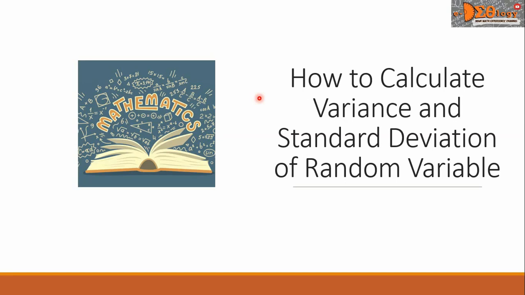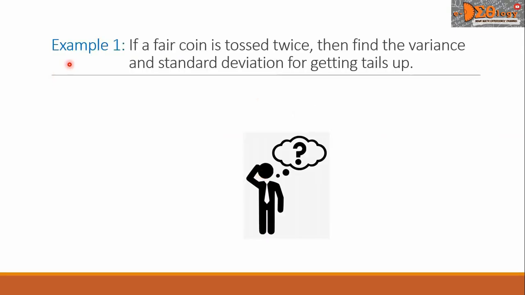Hi everyone. In this video, we will see some sample problems on how to calculate variance and standard deviation of a random variable. Let us have this example 1. If a fair coin is tossed twice, then find the variance and standard deviation for getting tails up.